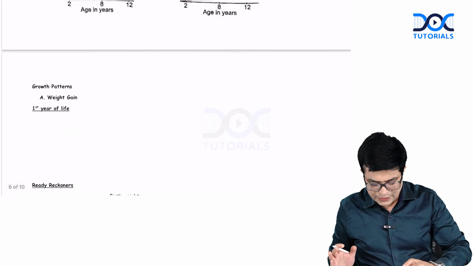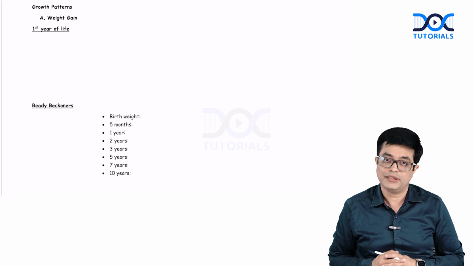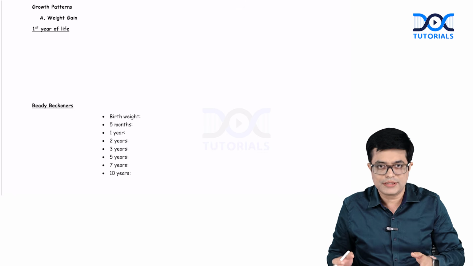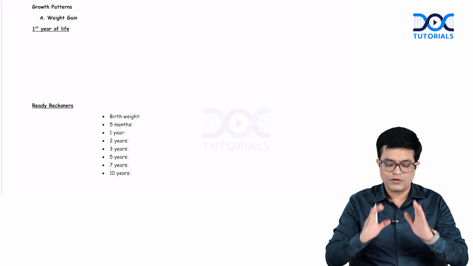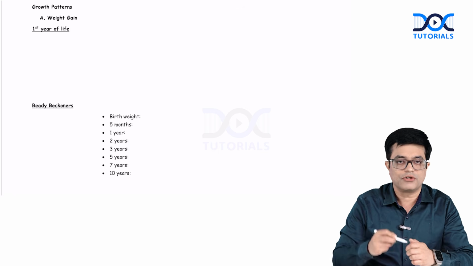Let's move further and talk about the growth patterns. How does the growth happen actually? So these normal growth patterns we need to know. This is a chapter, this is a video where we are talking about the normal things, right? So growth pattern, first of all, weight gain. How does the weight gain happen in a child? Let us first talk about the first year of life.